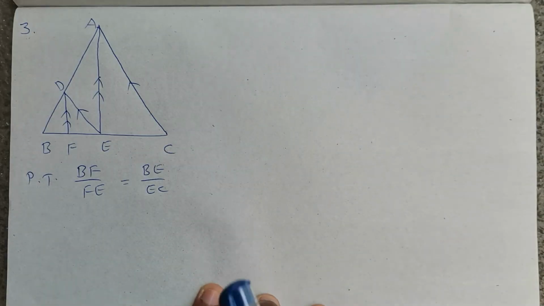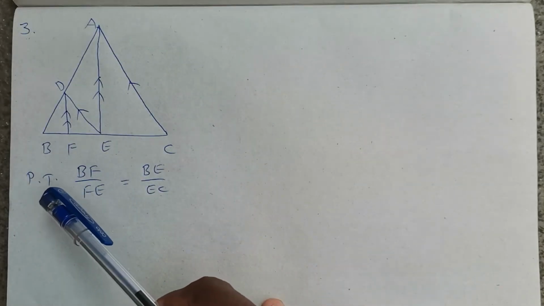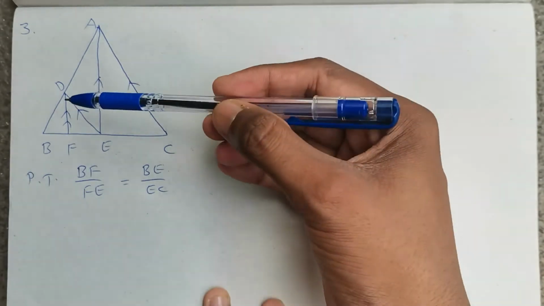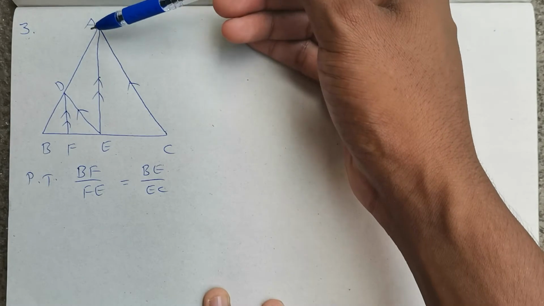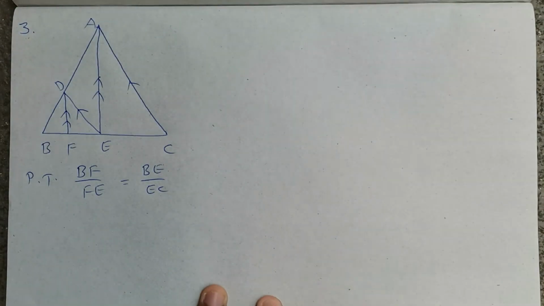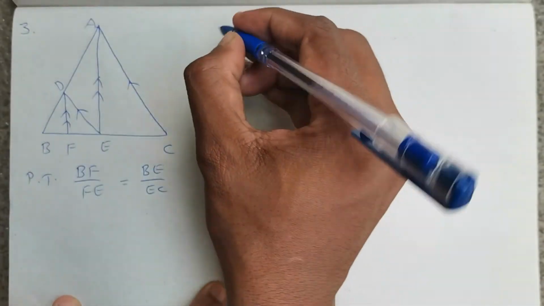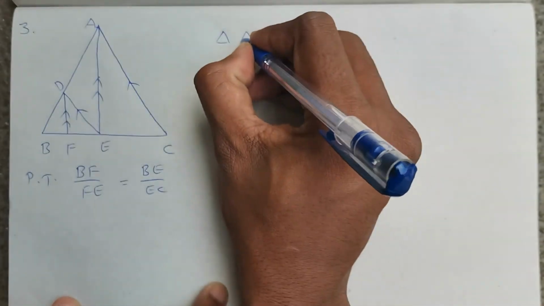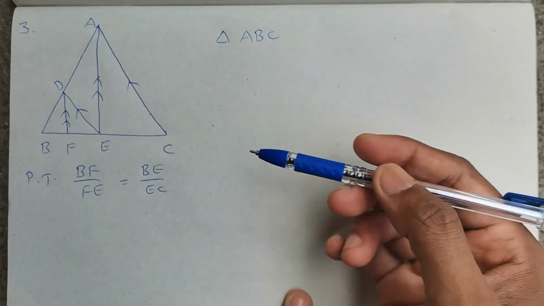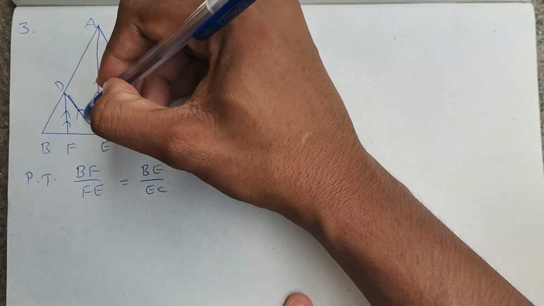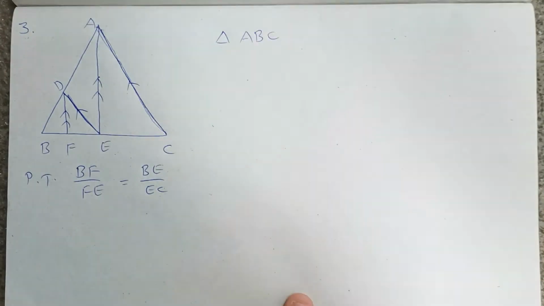Next, question number 3. We have a bigger triangle ABC, and in that he did some drawings or linings, and he is clearly saying that DF is parallel to AE and DE is parallel to AC. So now first I will take the total triangle ABC, the bigger triangle I am taking. If we observe the bigger triangle clearly, this DE line is parallel to this AC line.